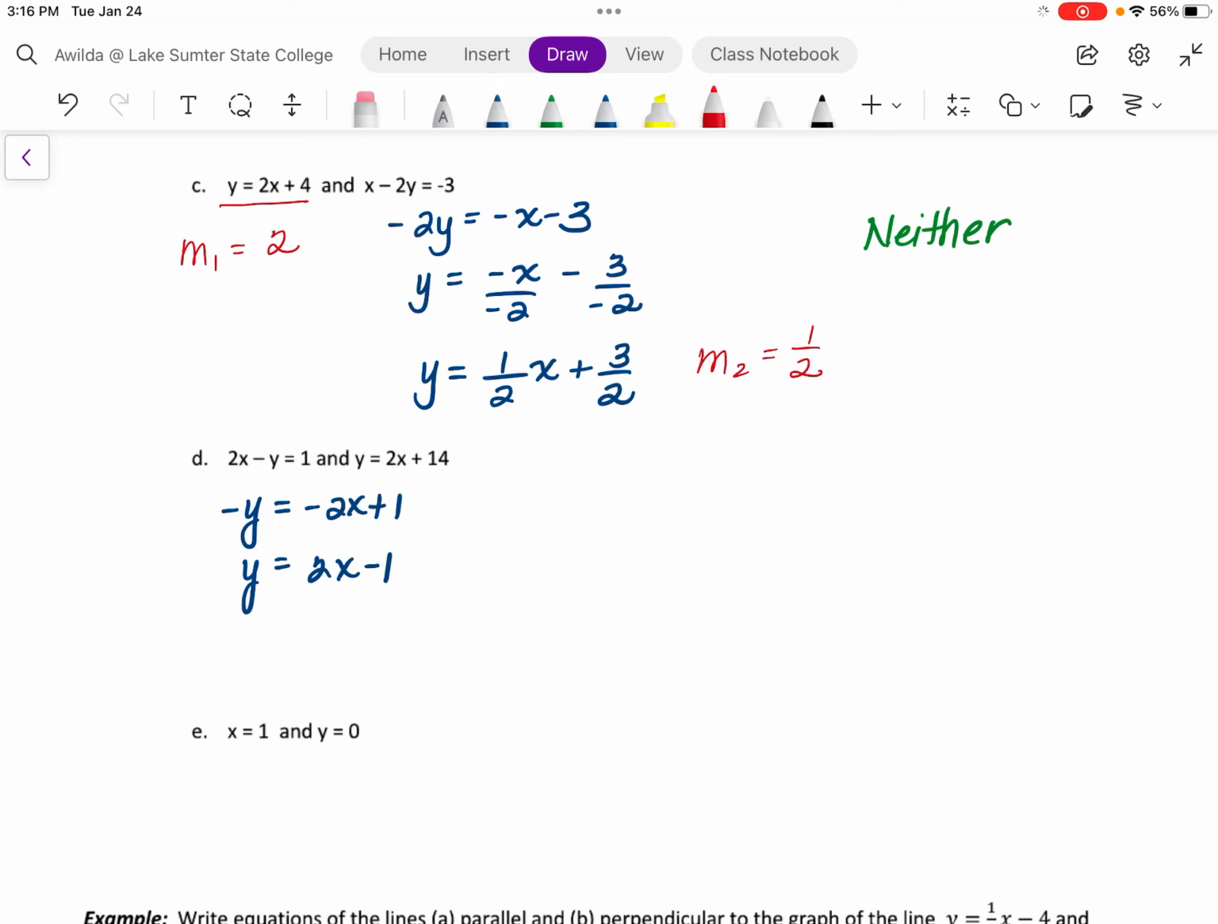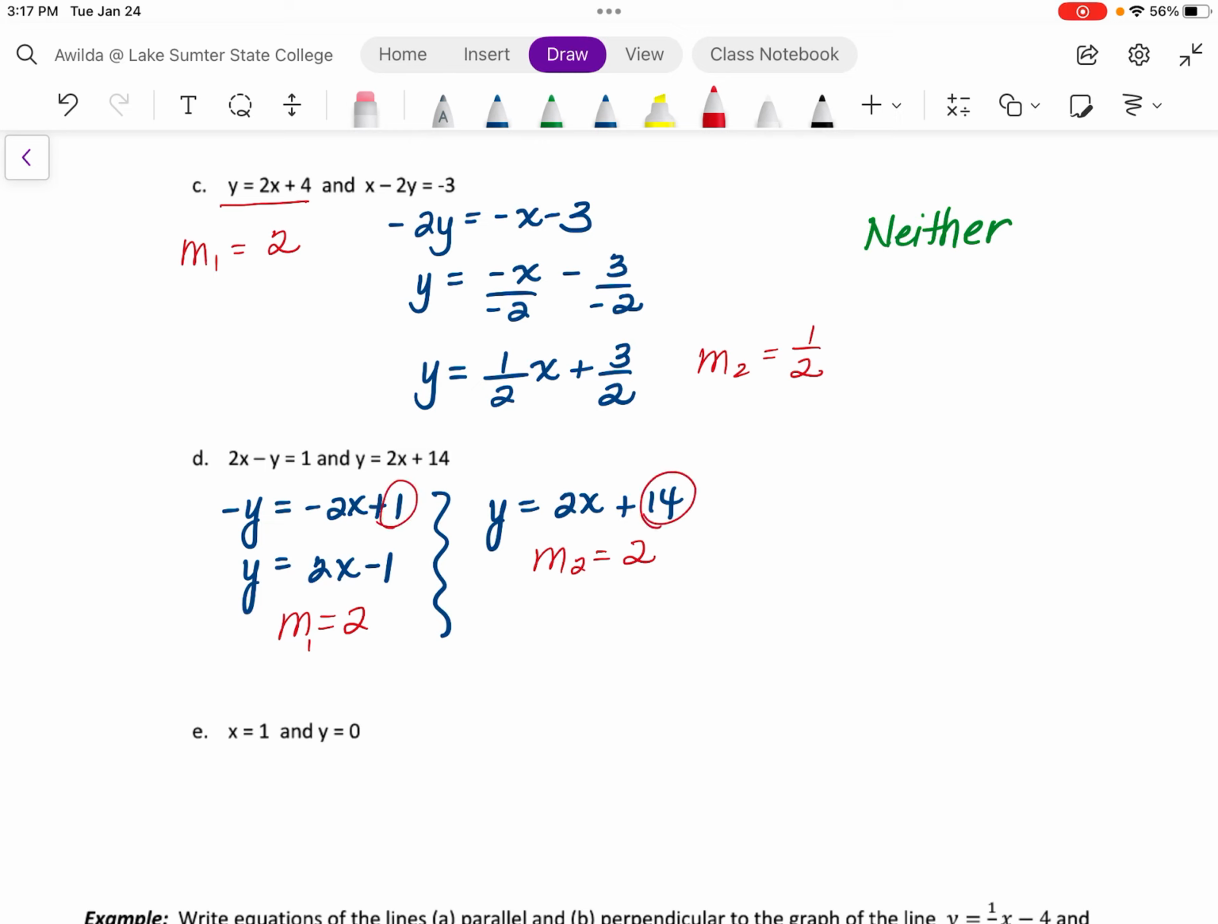So here we have that the slope is a positive 2. Let's use that one subscript so we can distinguish between the two lines. In the second case, we already have slope-intercept form. We have y is equal to positive 2x plus 14. So in this case, the slope is also a positive 2. So these two lines have exactly the same slope, and yet they do have different y-intercepts.